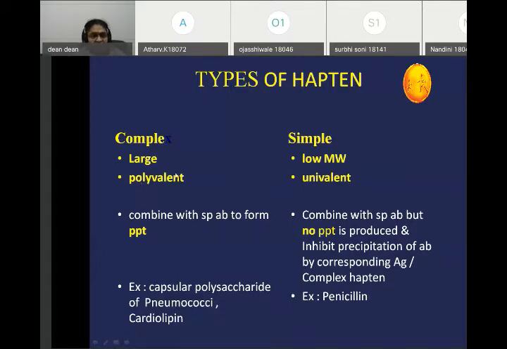Whereas complex haptens are large molecular weight substances which are polyvalent and they combine with the specific antibody to form a precipitate. Examples of complex haptens are capsular polysaccharides of pneumococci, and cardiolipin. Simple hapten example is penicillin.